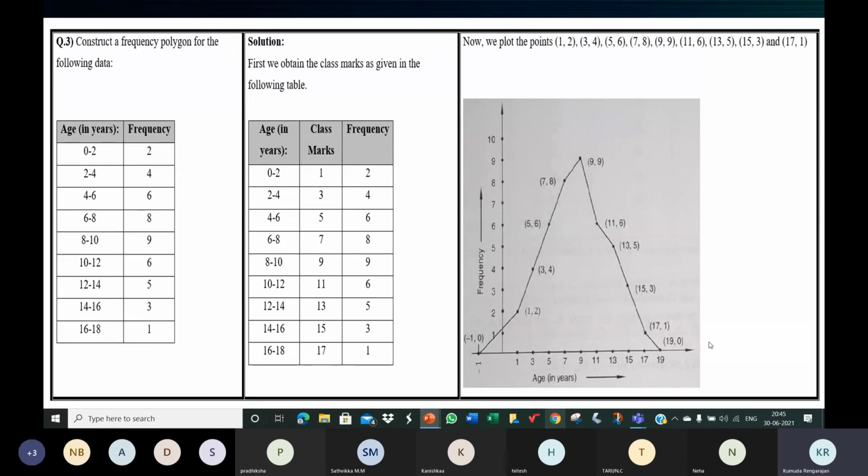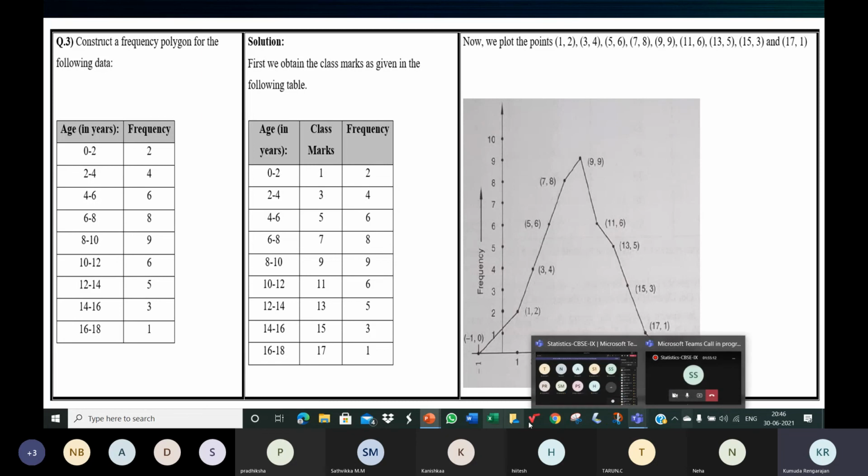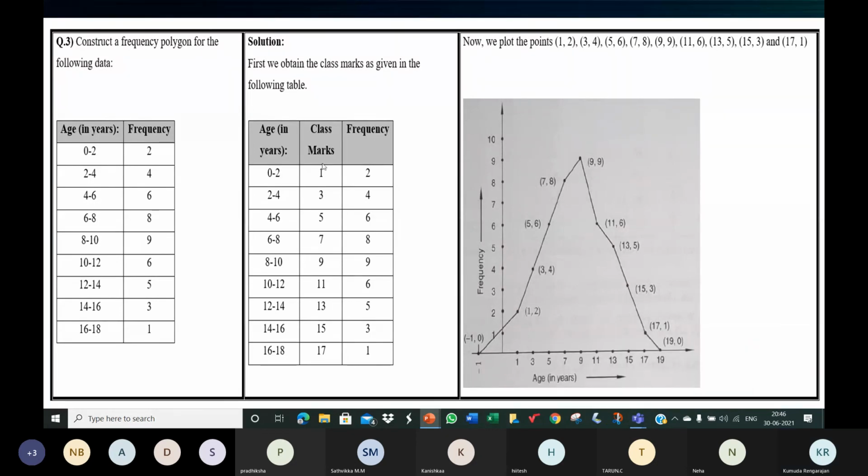On the graph paper, with the x-axis and y-axis, look at the points to be plotted. Just show the class marks along the x-axis: 1, 3, 5, 7, 9, 11, 13, 15, 17, 19. Take one extra. I'll tell you why.